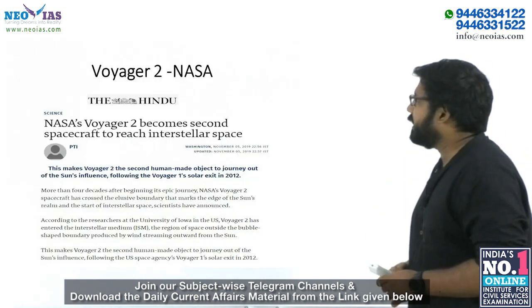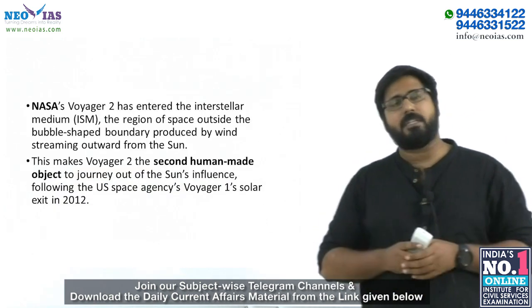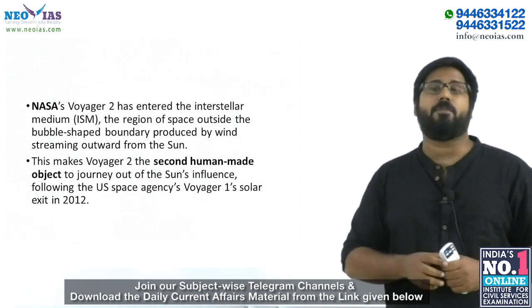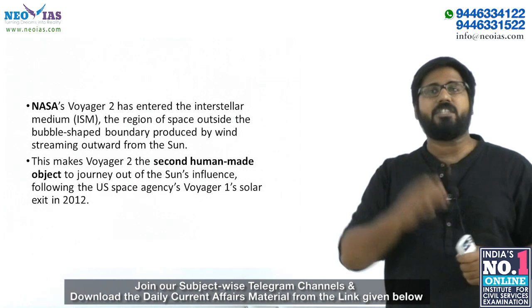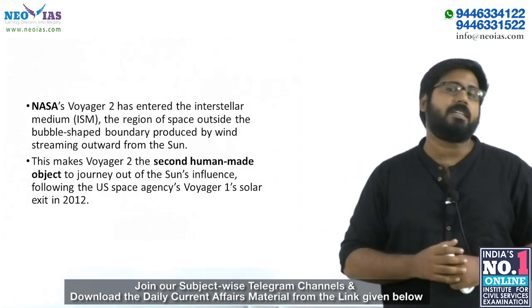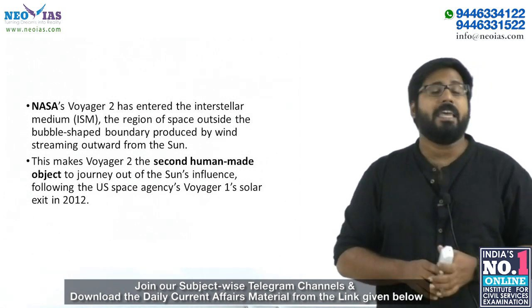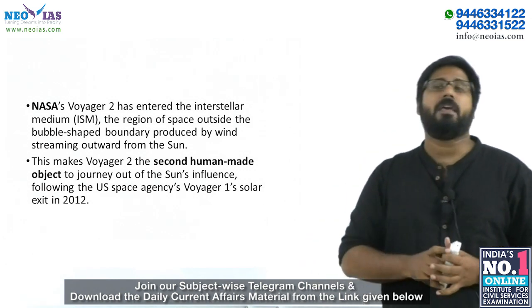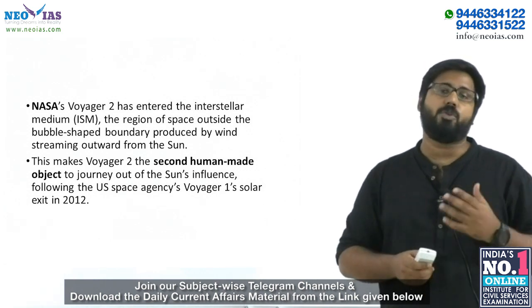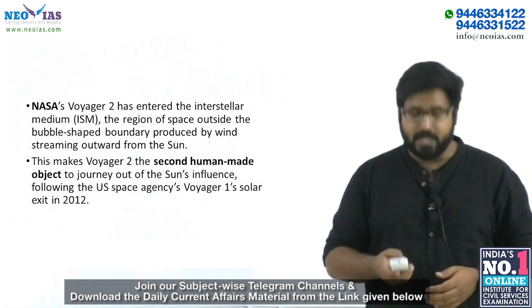Alright, now coming to the next topic of the day, which is Voyager 2 of NASA. This is in news because NASA's Voyager 2 has entered the interstellar medium, or interstellar space. This is a region of space outside the bubble-shaped boundary produced by the wind streaming outwards from the sun. Voyager 2 is the second human-made object to journey out of the sun's influence, following the first one, NASA's Voyager 1, which got out in 2012.